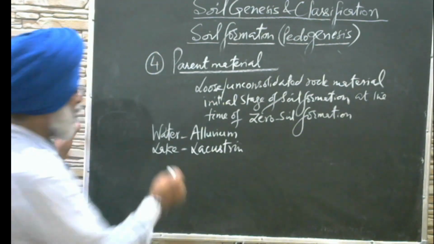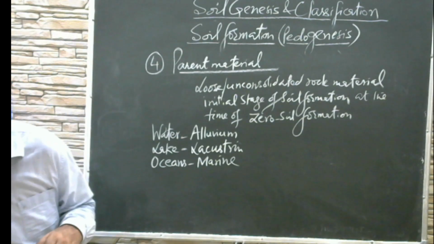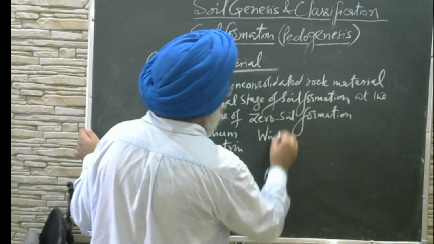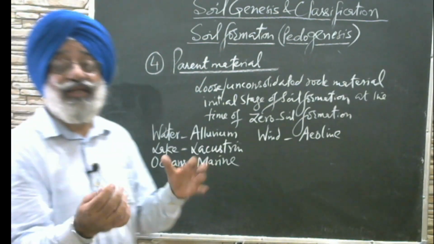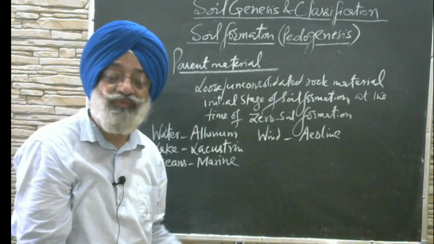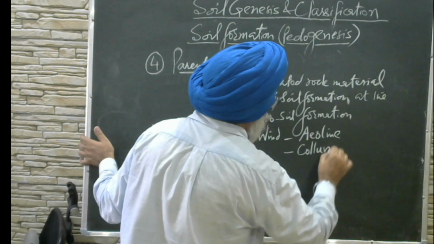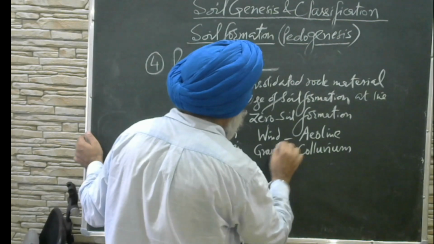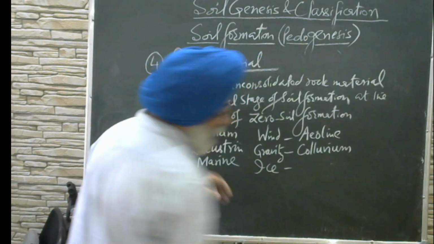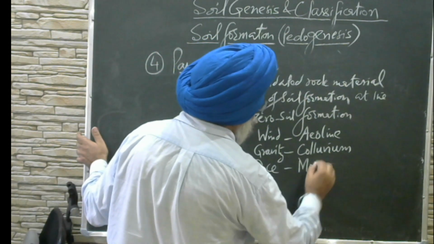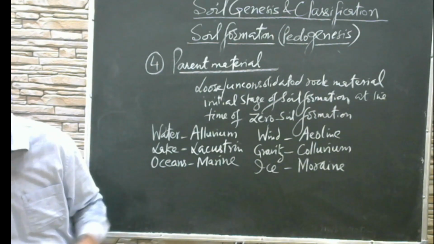If the parent material is from the oceans, we call it marine. Very simple. If the parent material is from wind, we call it aeolian, A-E-O-L-I-A-N. And if the parent material comes with the help of gravity, the whole mass coming down and deposited at the foot slope of a mountain or hill, that type is called colluvium, which is brought by the influence of gravity. Similarly, if it is through glacial ice, we call it moraine. So this is how, on the basis of the agent of deposition, we define the parent material.